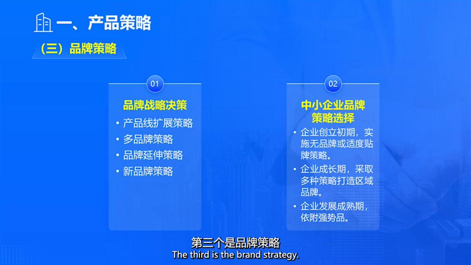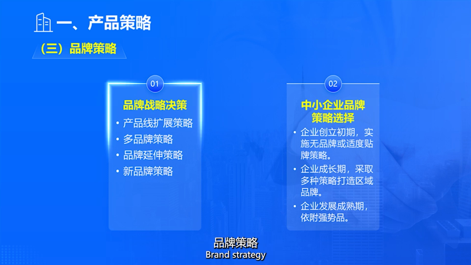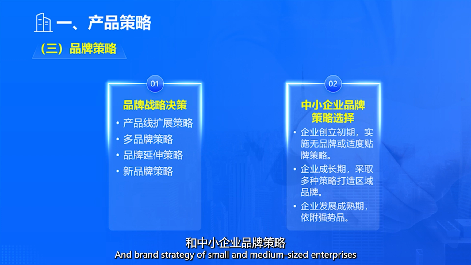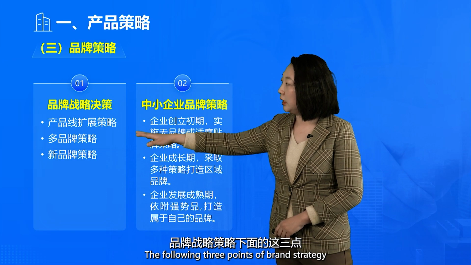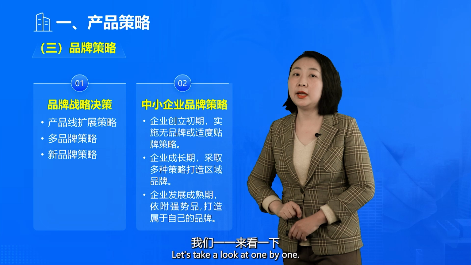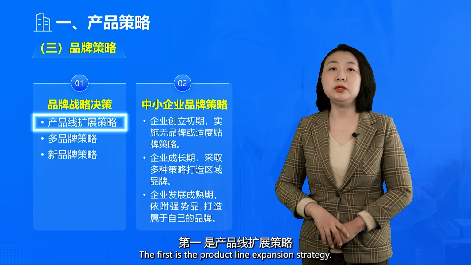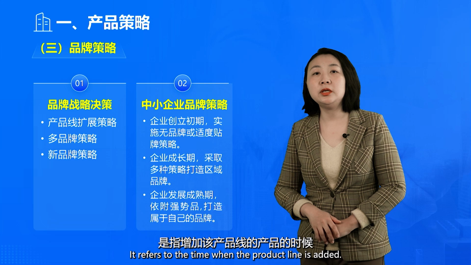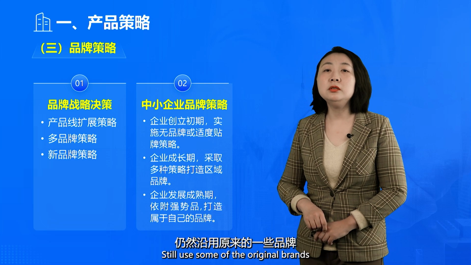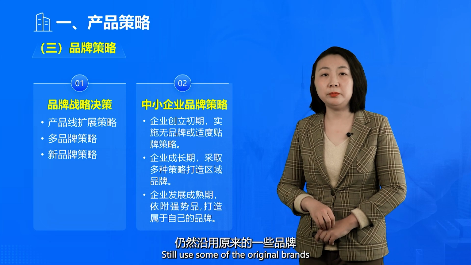The third is the brand strategy. Brand strategy includes the brand strategy of large enterprises and that of small and medium-sized enterprises. There are the following 3 points in brand strategy. Let's take a look at them one by one. The first is the product line expansion strategy. It refers to adding to the product line while still using the original brand.